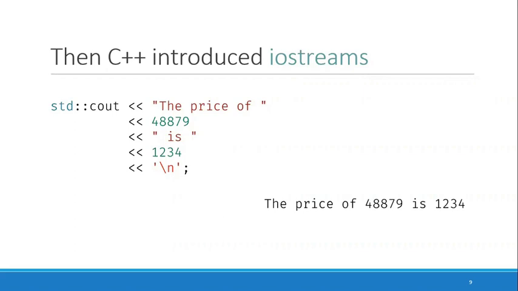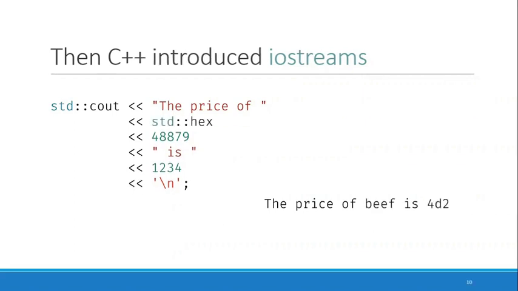IOStreams also has the ability to do manipulators, which are streamed in exactly the same way as any other arguments. So I just stream std::hex, and that changes the way that the first int is formatted to look like the beef that I wanted it to look like, but it's also changing the way that the other int is formatted. These things are sticky.